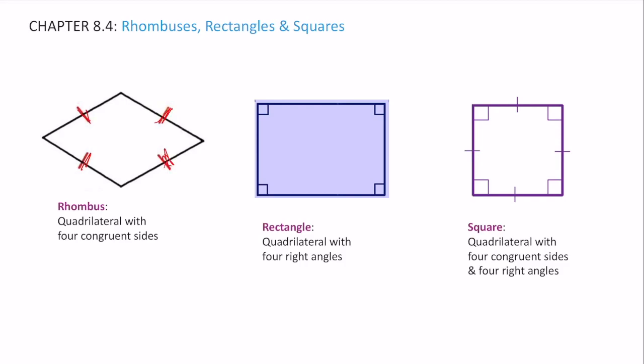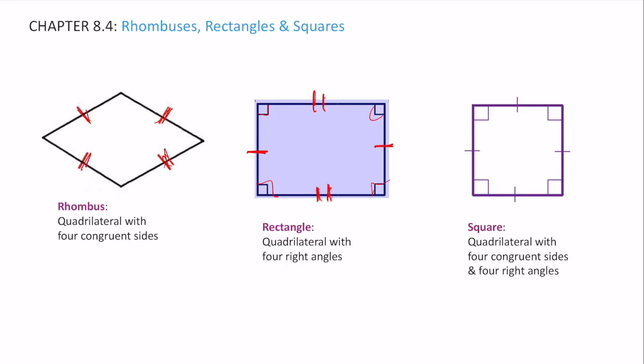A rectangle is any quadrilateral that has four right angles. So notice it's a quadrilateral, all the angles are congruent, and so these two sides are going to end up being congruent, and these two sides are going to end up being congruent. But they can be any size. They're not all four, don't have to be congruent. And a square is the combination of both, right? So quadrilateral with four congruent sides and four right angles.